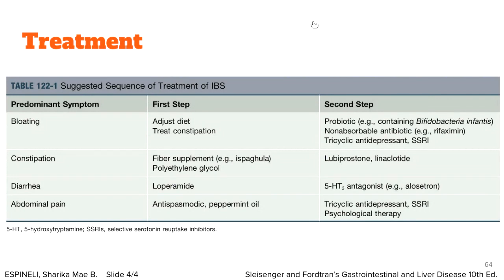antispasmodics or peppermint oil. And if the patient is refractory to treatment, we can give the second line, which are the antidepressants like TCAs, SSRIs, or psychological therapy. The antidepressants are given in low doses, reducing the intensity of pain signals going from the gut to the brain.